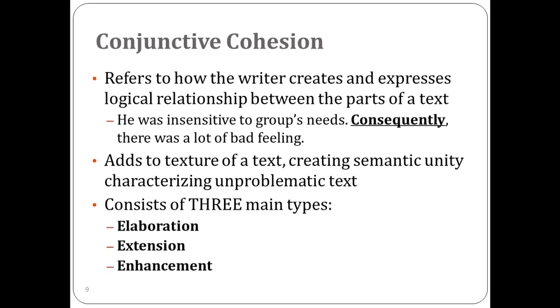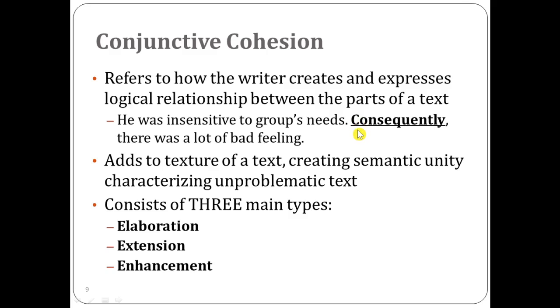Next, I would like to discuss conjunctive cohesion, everyone. Conjunctive cohesion refers to how the writer creates and expresses logical relations between the parts of a text. For example, he was insensitive to group need. Consequently, there was a lot of bad feeling. Please observe the underlined bold word consequently.